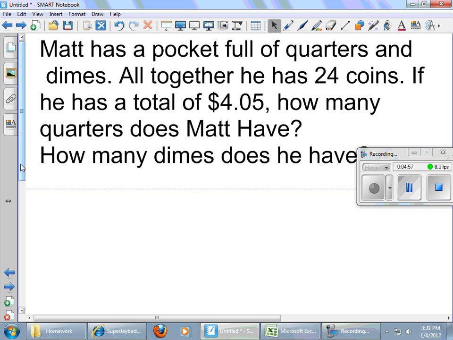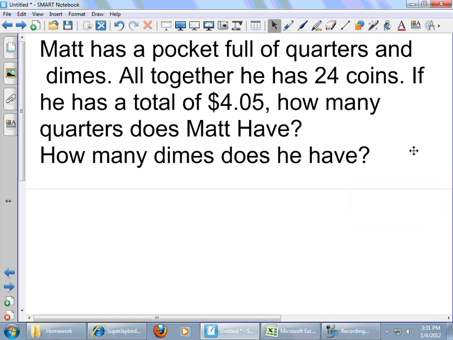Matt has a pocket full of quarters and dimes. Altogether, he has 24 coins. If he has a total of $4.05, how many quarters does Matt have? How many dimes does he have? I think I just read that, but couldn't remember if I had or not before that announcement came.